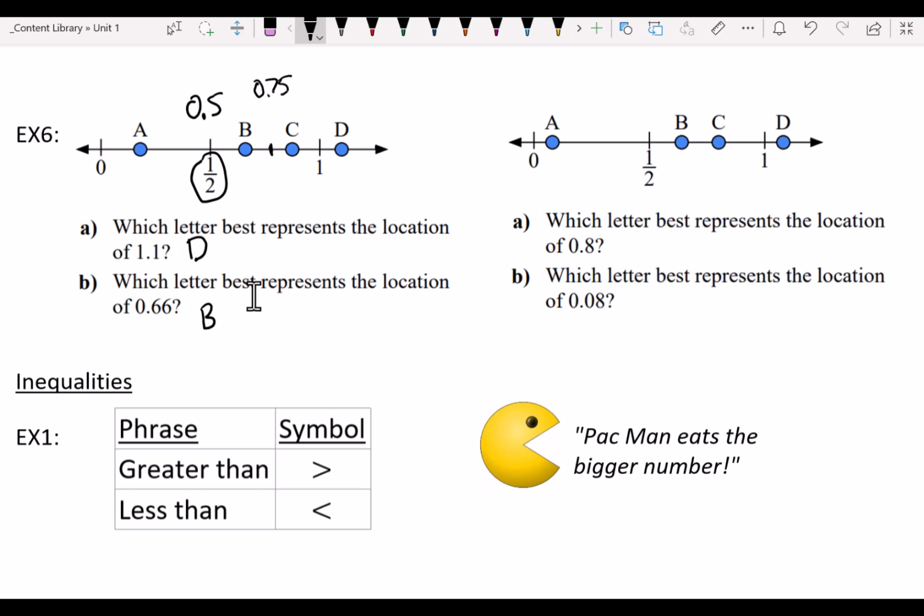In this one right here, which letter best represents the location of 0.8? So 0.8 is going to be before 1. So the closest one I'd say would be C. B would be too close to that, 0.5. B would be more like 0.6. So A will be C. And then B right here, which letter best represents the location of 0.08? That's very close to 0. So we're going to go with the letter A there.